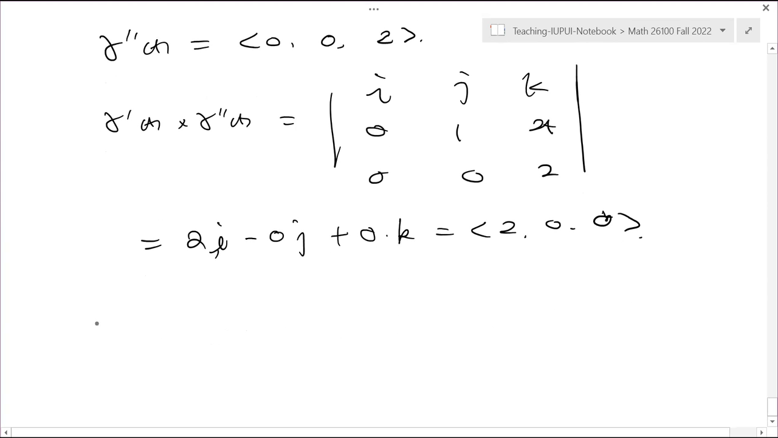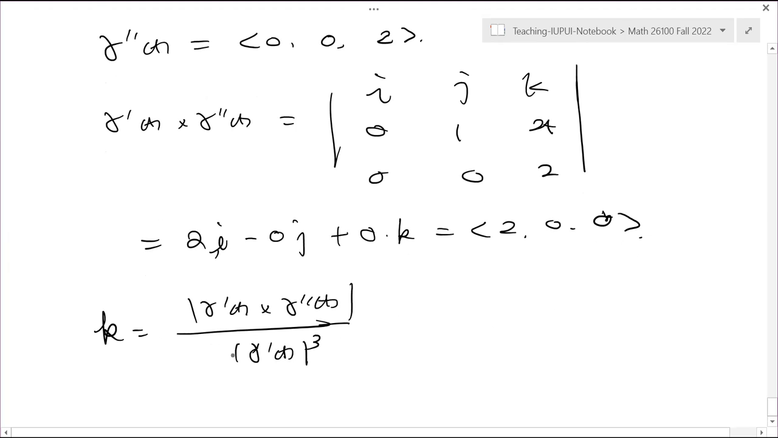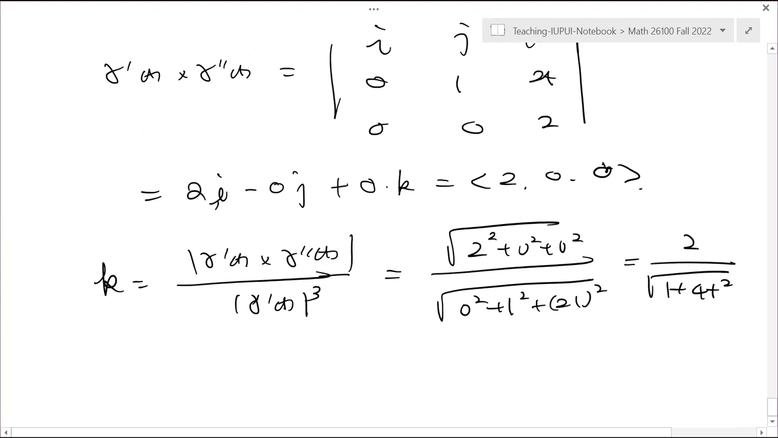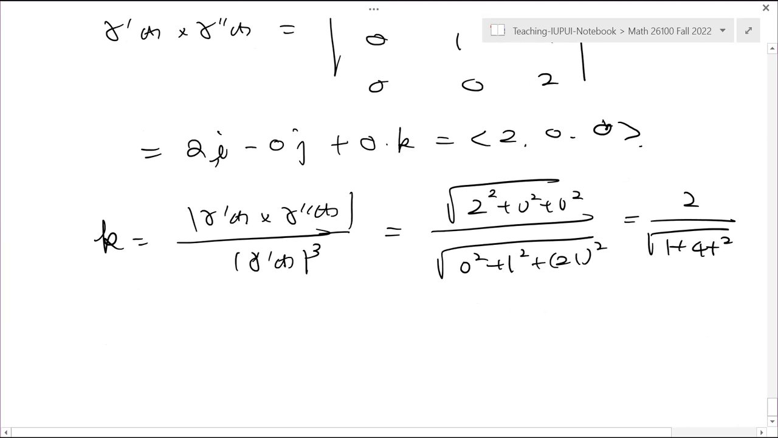So the curvature, remember, the curvature is going to be the magnitude of the cross product divided by the magnitude of gamma prime t cubed. So this is going to be the square root of 2 squared plus 0 squared plus 0 squared, and the original curve is going to be 0 squared plus 1 squared plus the derivative 2t squared. And that tells you the curvature goes to 0. This curvature is never bigger. See, k is always less than or equal to 2. k approaches 0 as t approaches infinity.